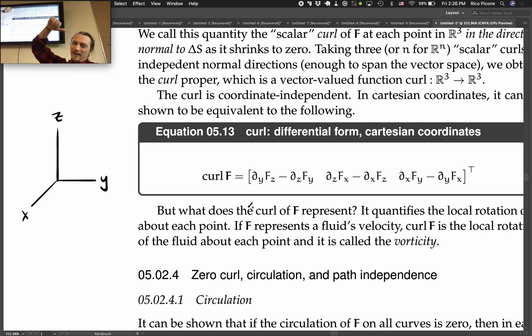And you do this rotation. It goes from y to z. So you take the partial with respect to y. You subtract the partial with respect to z. That works for each of these components.